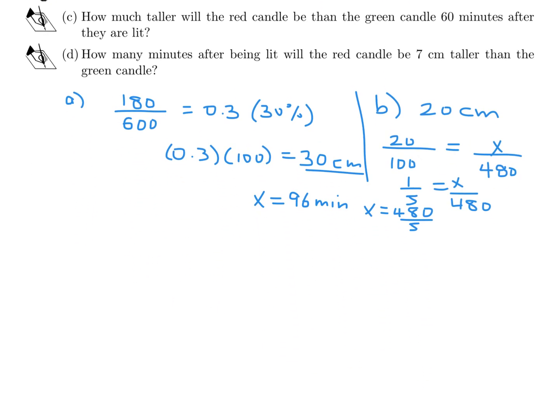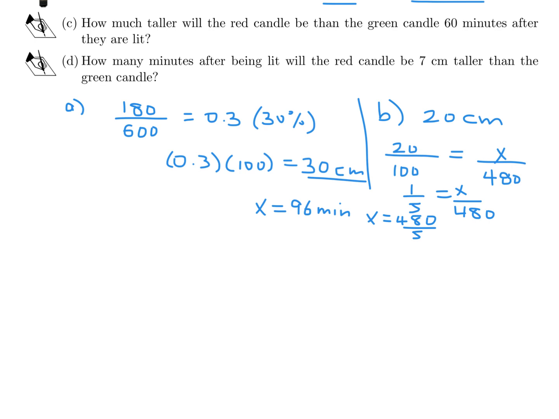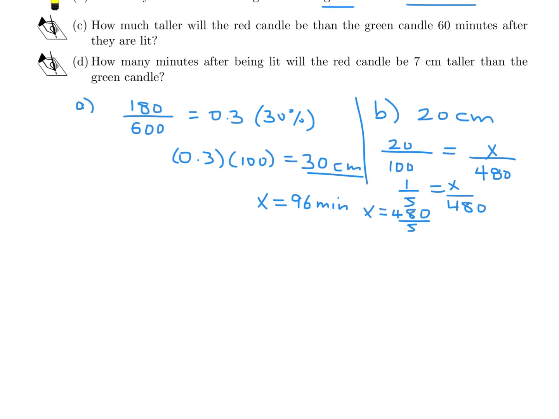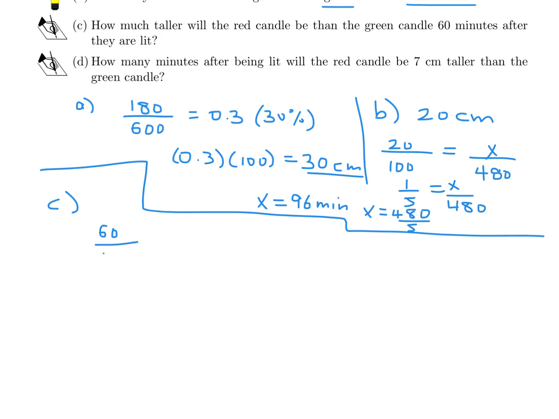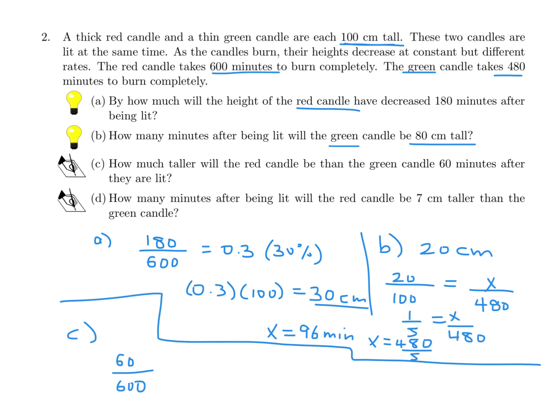All right, moving right along. C. How much taller will the red candle be than the green candle 60 minutes after they are lit? Okay. So 60 minutes. So this first thing is 60 over 600. That is that, what's that? 600 is the red candle.